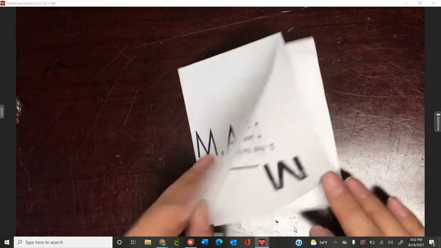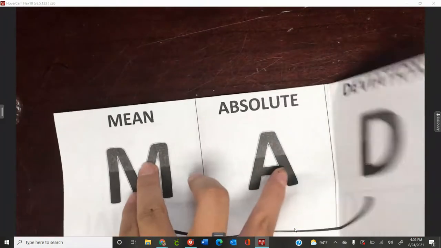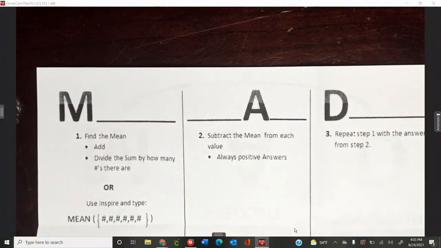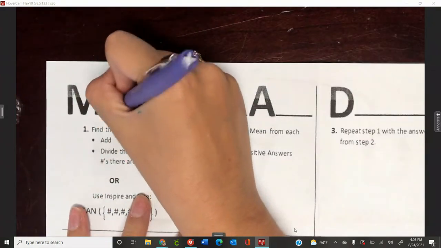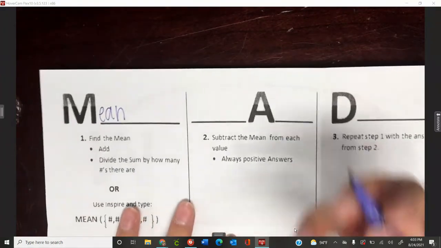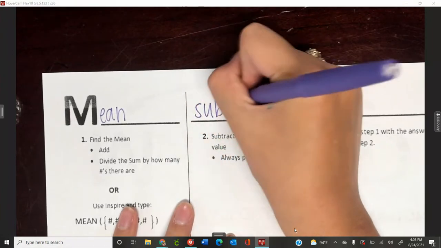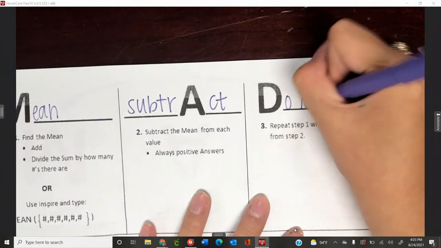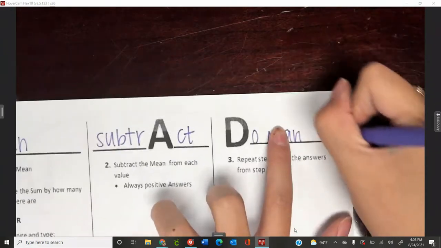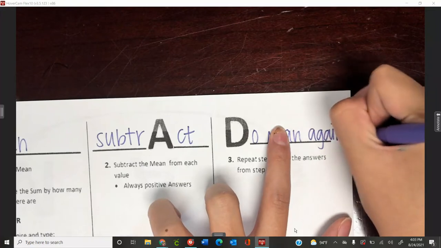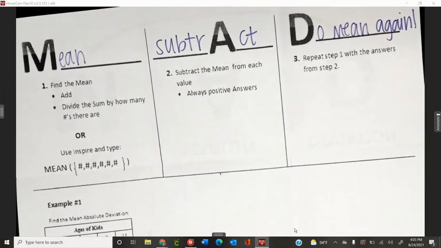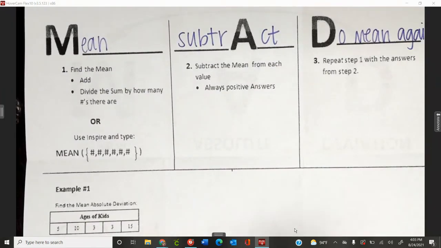So here, this is our flip book. You can go ahead and open this up, and you should be looking at the letters M, A, and D. M stands for mean. The A stands for the A in subtract, and D stands for do mean again. Now, depending on who you have as your teacher, we all kind of teach this a little bit differently. I have my students draw a chart, but before we dive into that, just the basic steps here.